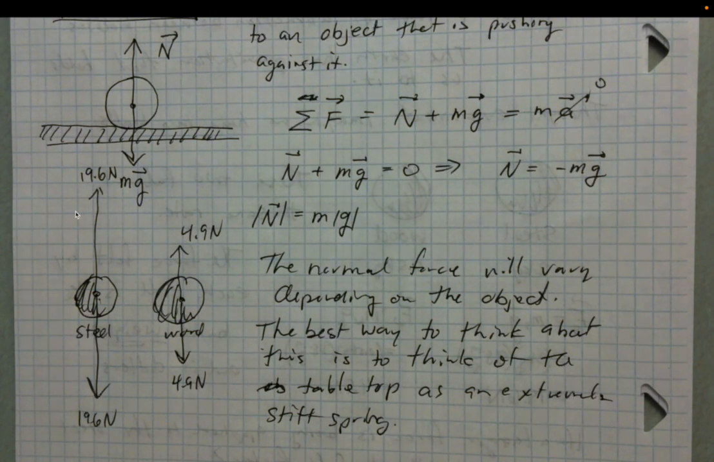If I set something really heavy on a surface, it's going to push down more, so the table's going to push back more. If I set something very light down, it's not going to push down very hard, and consequently the table will not push back very hard either. So that's the normal force. Okay.